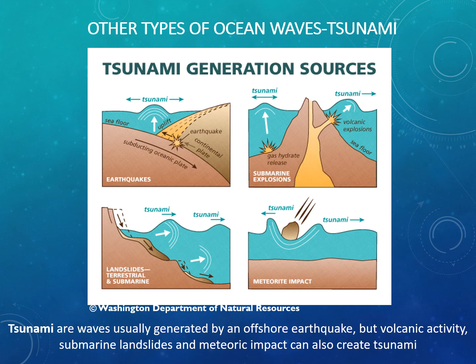Tsunami is a totally different type of waveform altogether. So tides, again, are generated due to gravity. Surface waves are generated due to the wind, but tsunami are generated due to an offshore earthquake, volcanic activity, submarine landslides, and or meteoric impact. So in other words, it's a much greater source of disturbance in that water, and that's what's going to cause the more extreme waveform to happen.